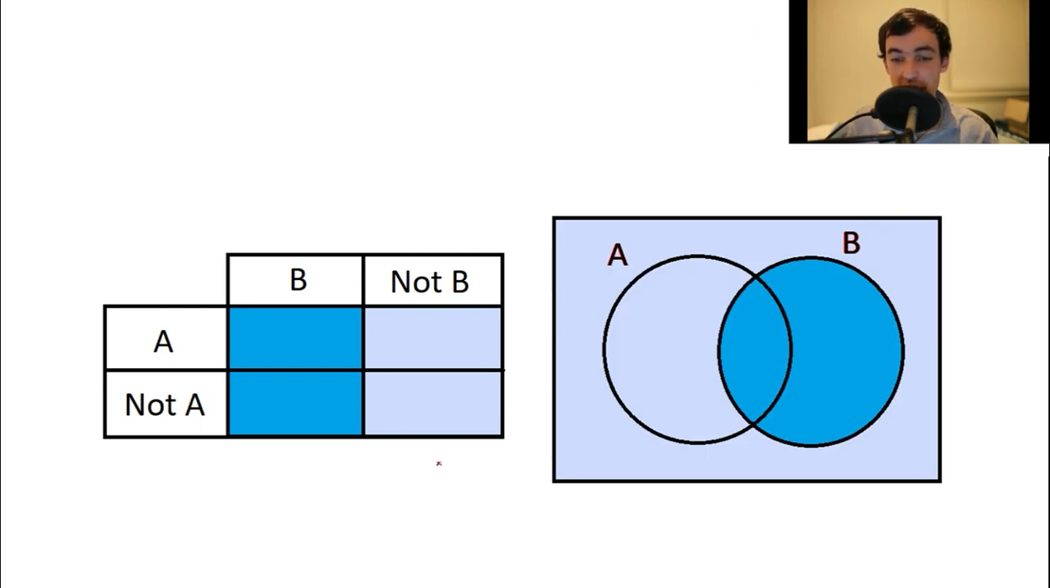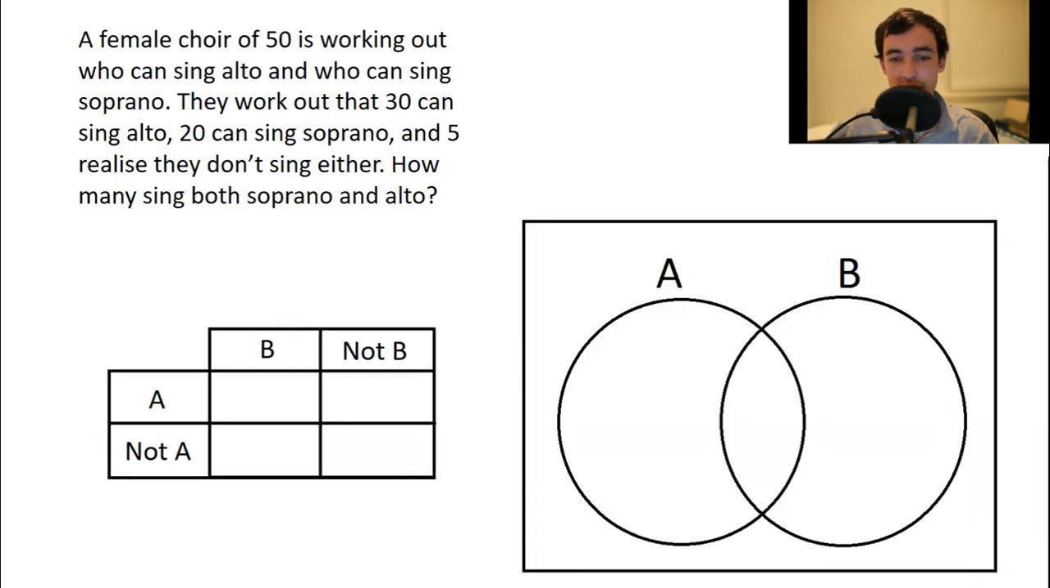This one would just be B, because these two combined, they're B. And that's going to be really important in a second. So that's just B. There we go. Alright, so here's a question where the Venn diagram won't help you, but the two-way table will.